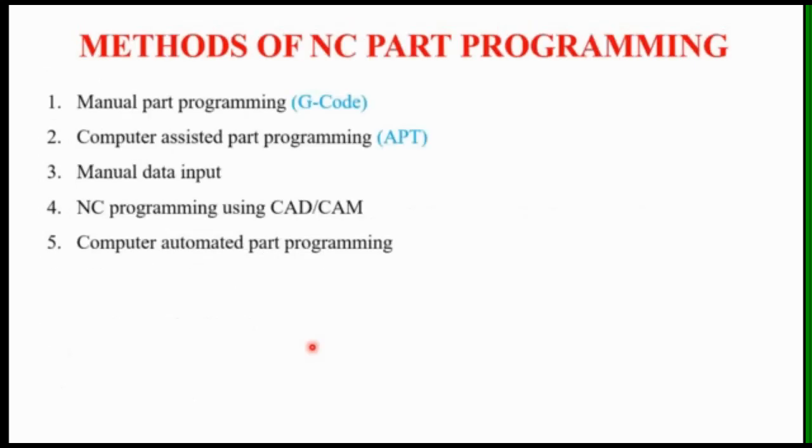Next is methods of NC part programming. There are five methods of NC part programming. One is called manual part programming, also called G code. The second one is computer assisted part programming, called APT. Then manual data input system, NC programming using CAD/CAM, and computer automated part programming. These are the methods of NC part programming.